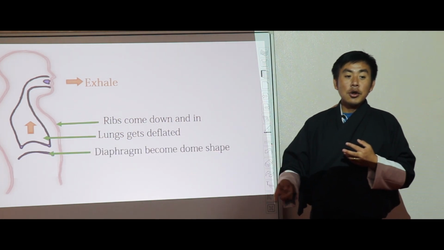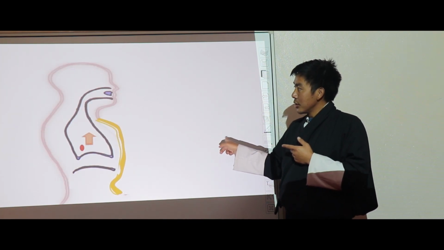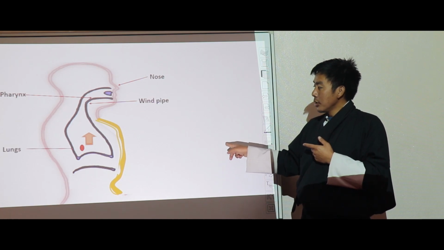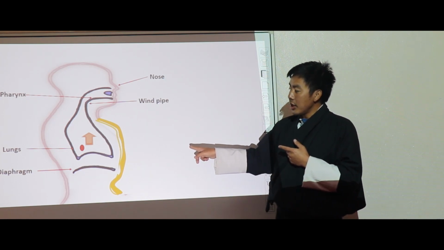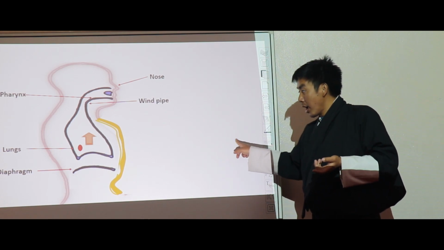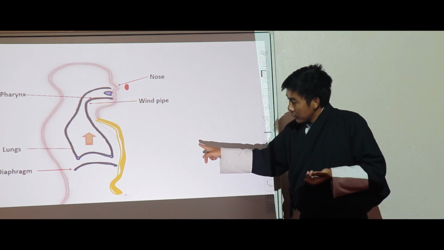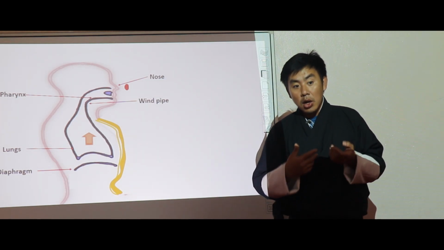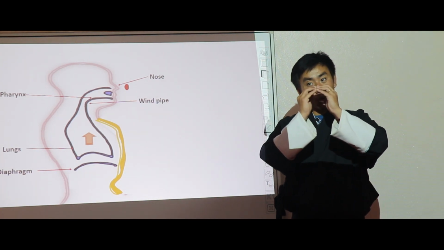So let's look into how it happens actually. So this is the nose, then we have the pharynx, then we have the windpipe, then we have the lungs, we have the diaphragm. So let's say the red dot as air here. So when you exhale out the air, what happens is the lungs will constrict. It will become smaller because the air goes out. Then this diaphragm will come back to its normal position, that is dome shape.